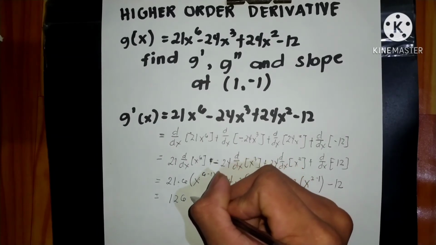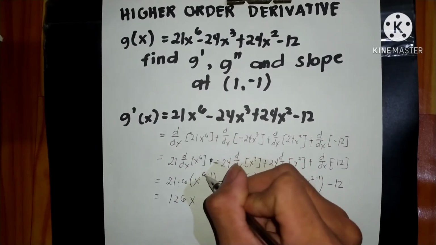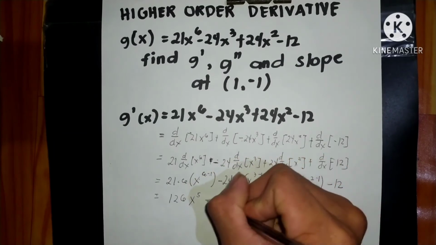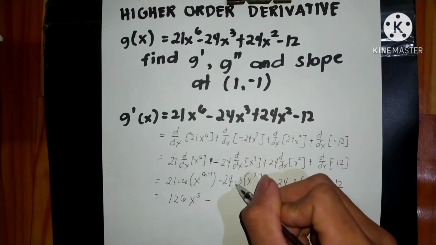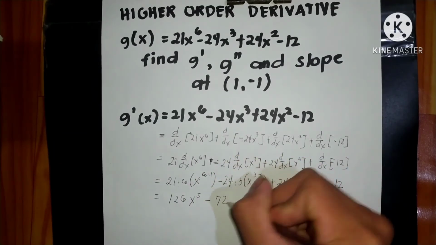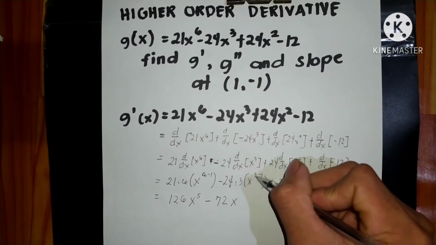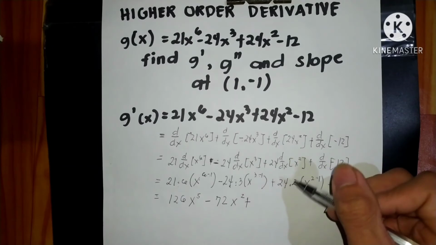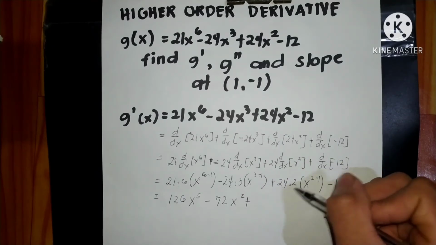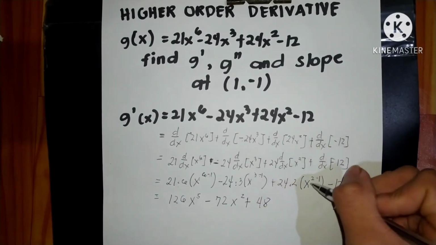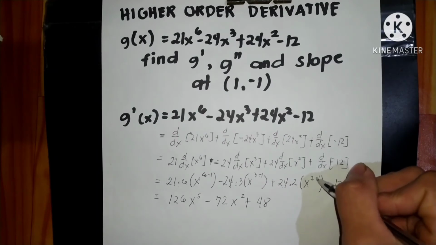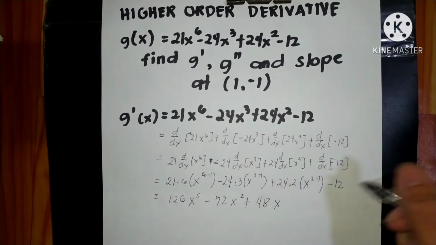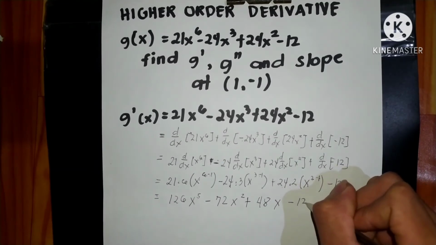Just copy this variable x. So, 6 minus 1, 5, minus 24 times 3. So, 72x. 3 minus 1 equals 2. Plus, so 24 times 2 is equals to 48. So, ang naiwan kasi 2 minus 1, 1. So, x na lang siya, minus 12.